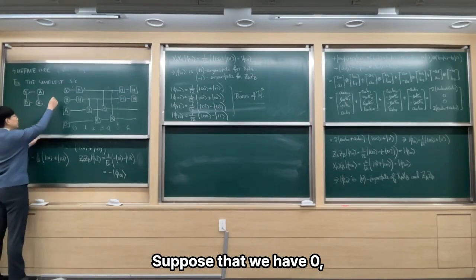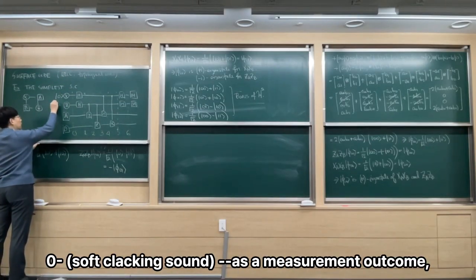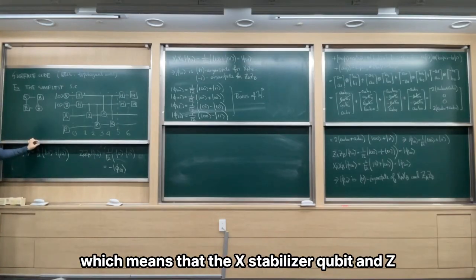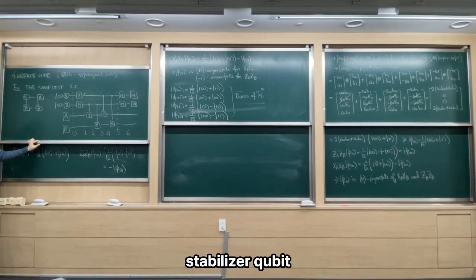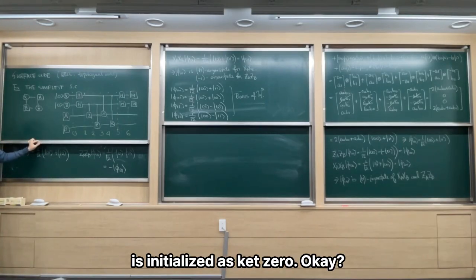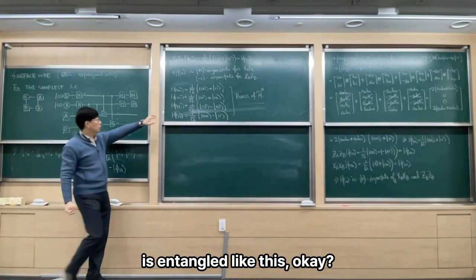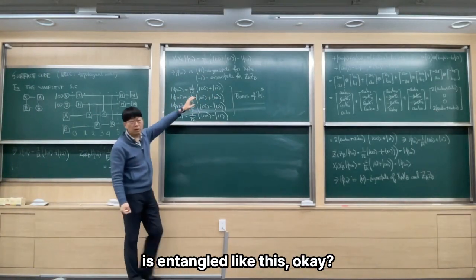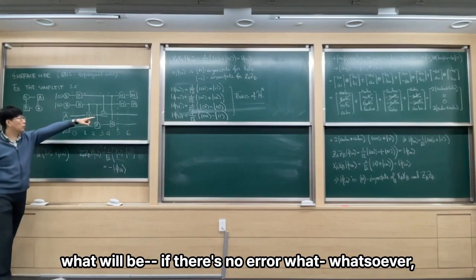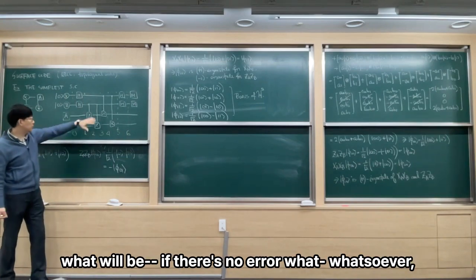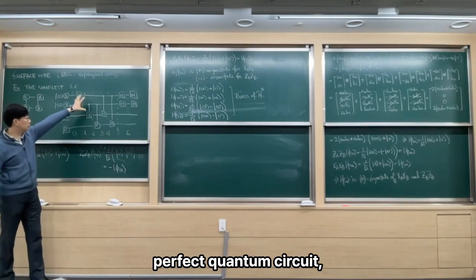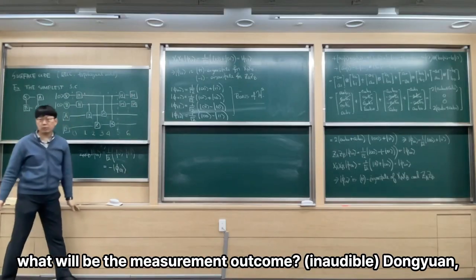Suppose that we have 0, 0 as a measurement outcome, which means that the X stabilizer qubit and Z stabilizer qubit is initialized as cat 0. Okay? So that means AB data qubit is entangled like this. So you run the circuit again. If there's no error whatsoever, and it's a perfect quantum circuit, what will be the measurement outcome?